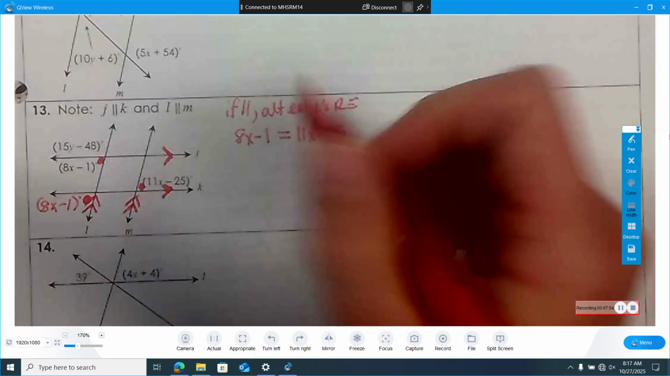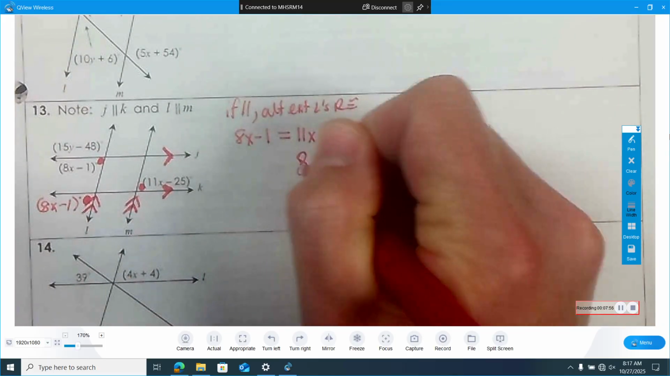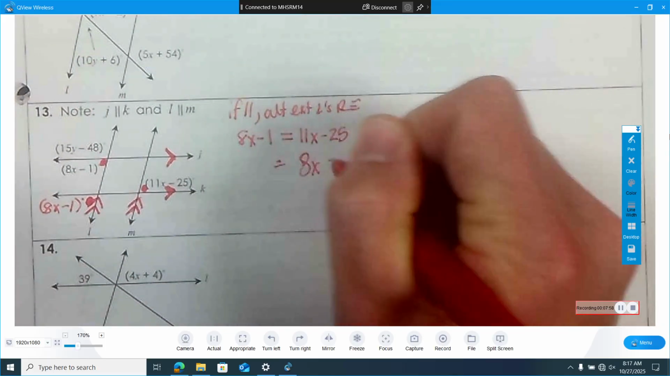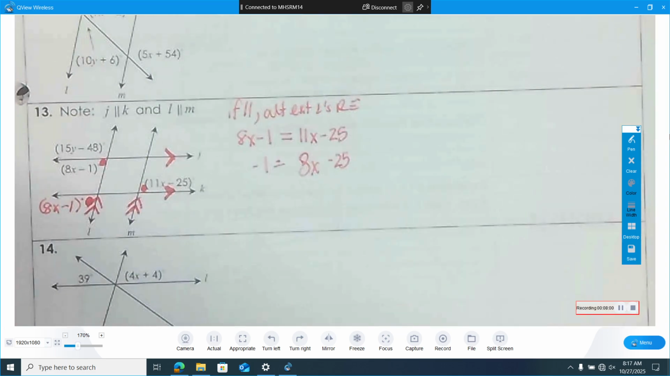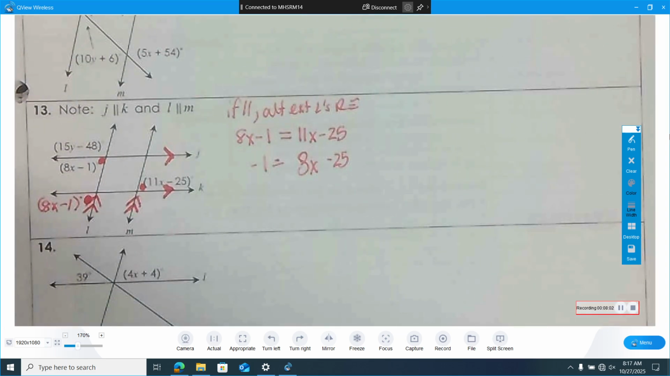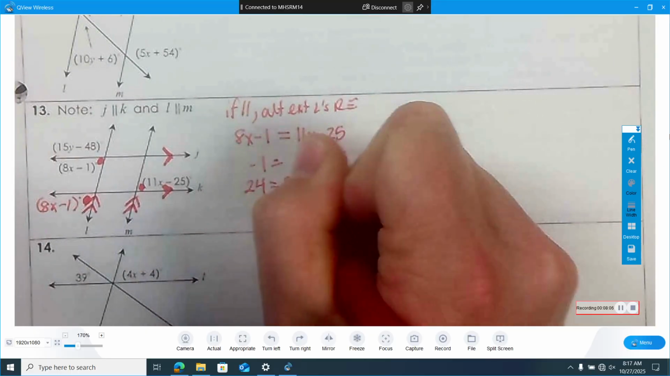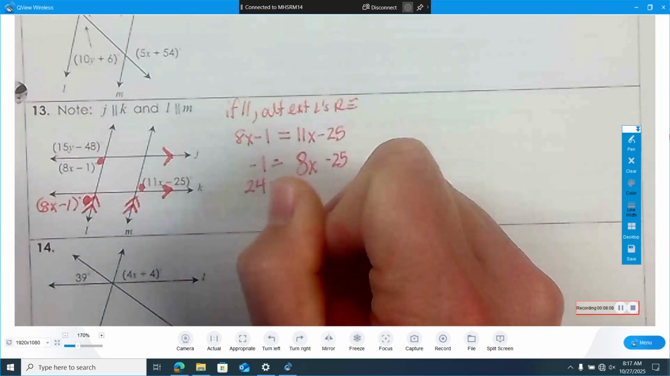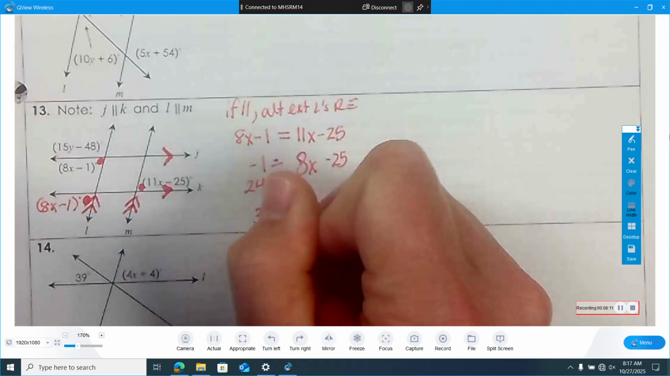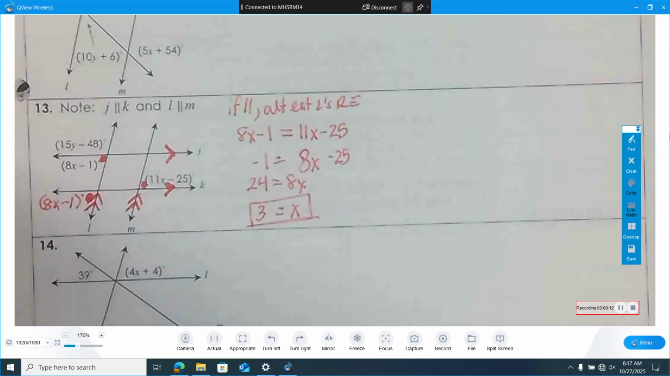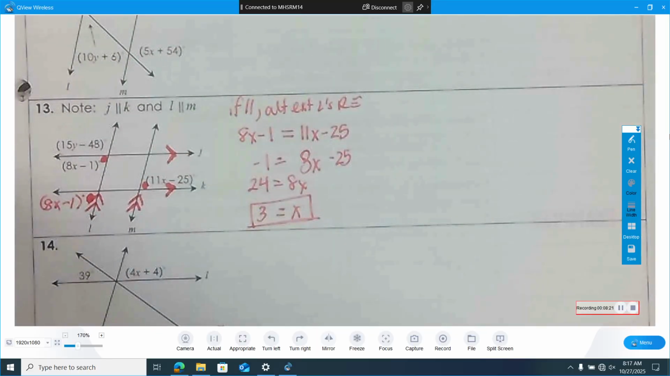I'm going to subtract 8x, it's what, 3x? Minus 25 equals negative 1. And then I can add 25, so it gives me 24 equals 8x. And that means x equals 3. Good so far? Okay. Now what are we going to do to figure out the y?